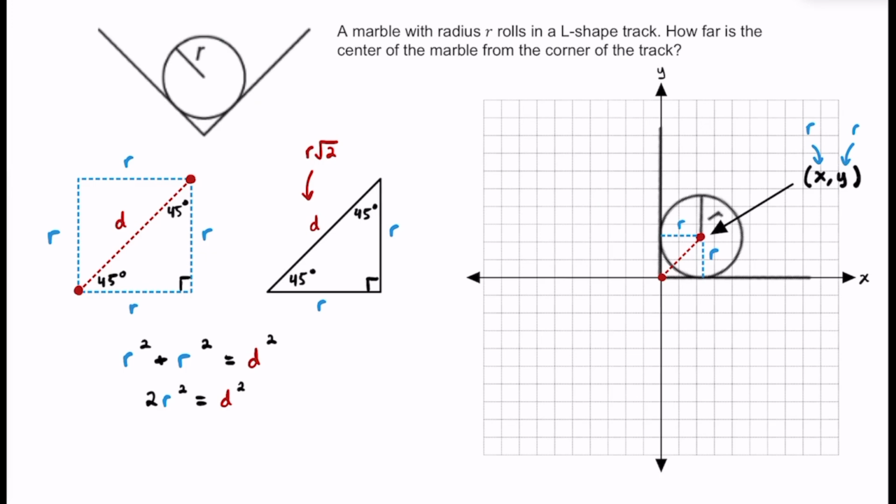And if you take the square root of both sides here, you're going to see that on the right side, we're just going to have the distance. On the left side, the square root of r squared is just going to be r, and we're also going to have the square root of 2 because that's not a perfect square. And so we solve for d, which is the hypotenuse of this right triangle. You can see that's going to be the distance between the center of the circle and the corner of that L, which is really just what we have from here to here. This right here would be our answer.